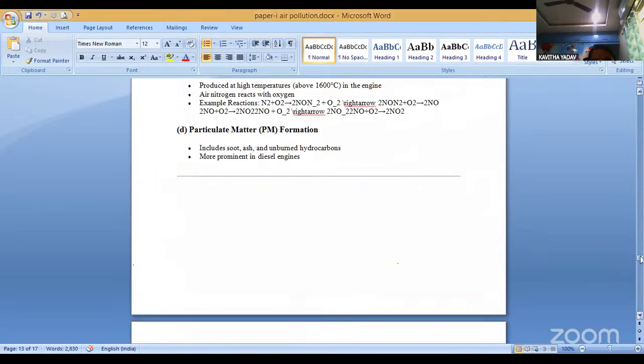The next one is particulate matter formation. It includes soot, ash, and unburned hydrocarbons. It is more prominent in diesel engines. So particulate matter formations are more prominent in engines that run on diesel.